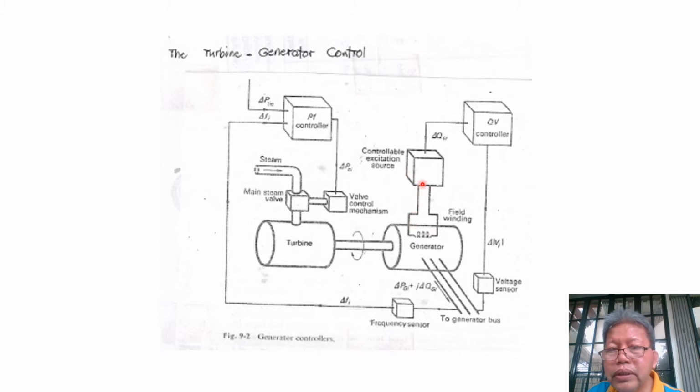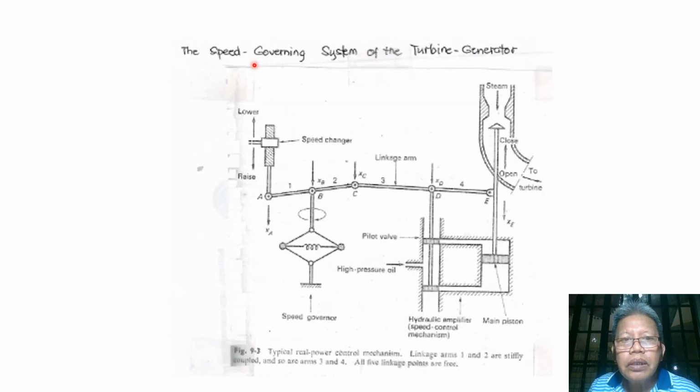So when the field current is reduced, there is also a corresponding reduction in the flux in our field poles, and so our generator will generate less voltage, at least to go back to its rated voltage. So this is how our turbine generator combination will be controlled by the power and frequency controller and the reactive power voltage controller. Now let us consider the speed governing system of the turbine generator.